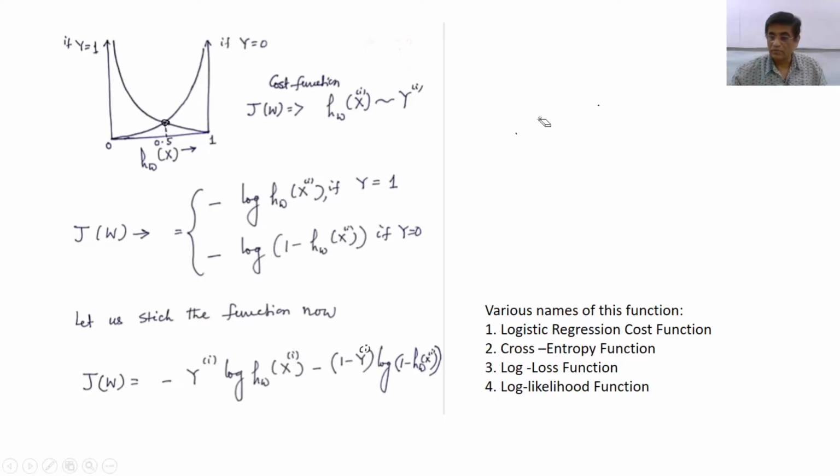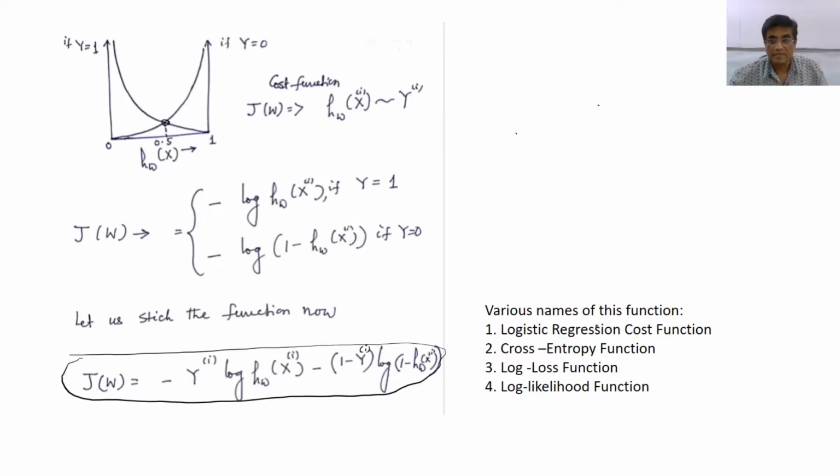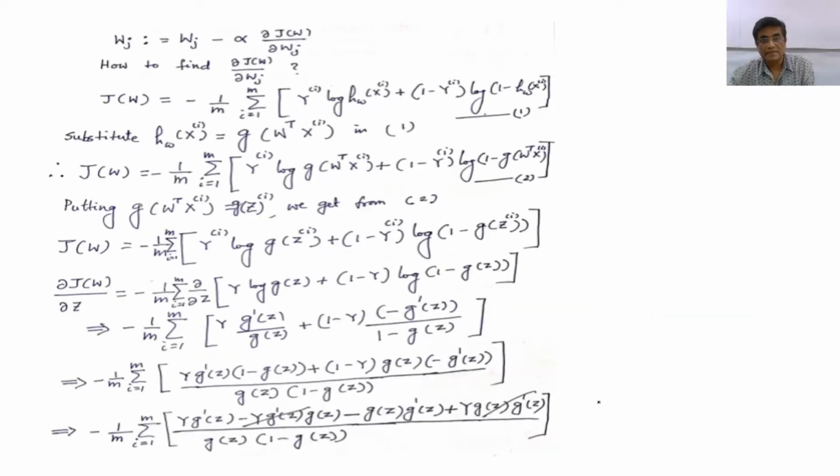See, it's such a beautiful function we now have. This is our cost function for logistic regression, and it has several names: the logistic regression cost function, and the cross entropy function, because the two classes are crossing, and our w parameters are to be converged here. It is also called the log loss function, or log likelihood function. Whatever you see, they are basically the same.